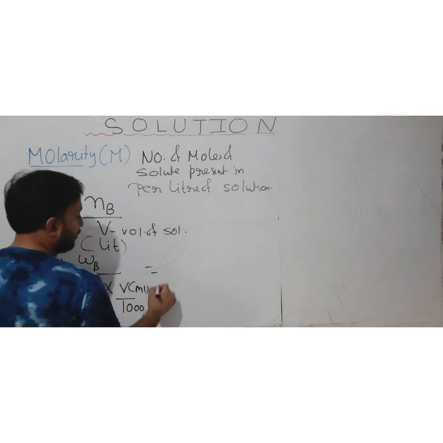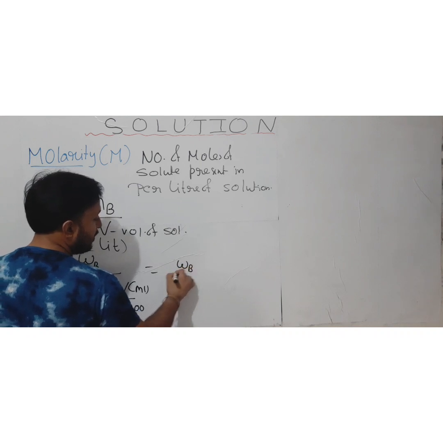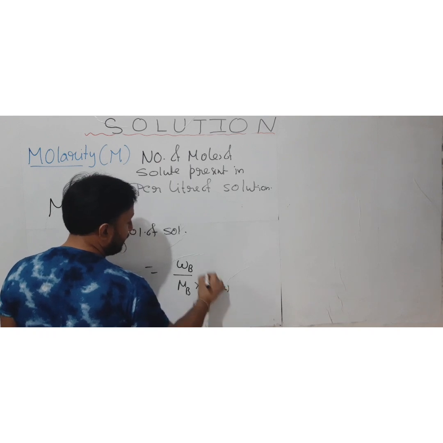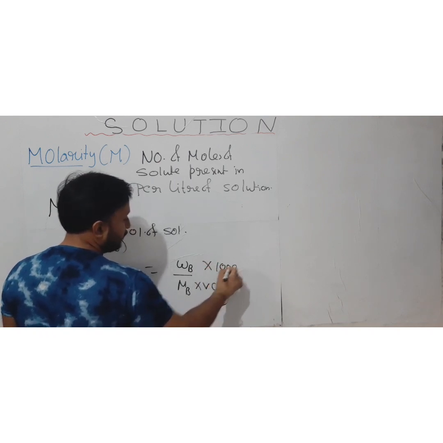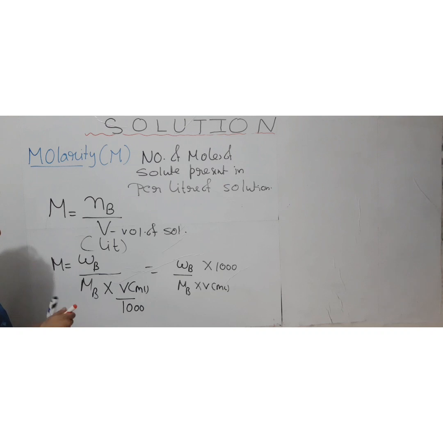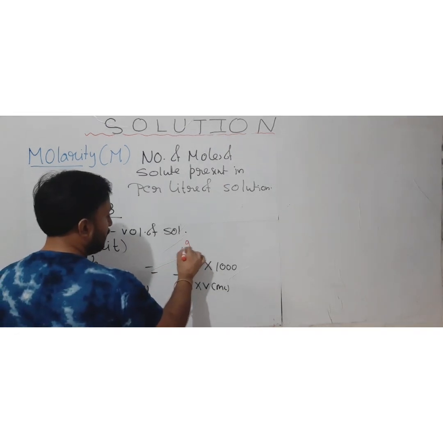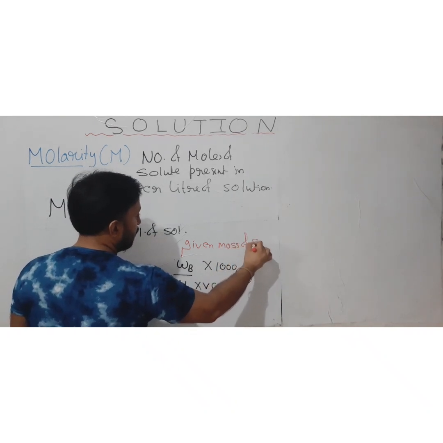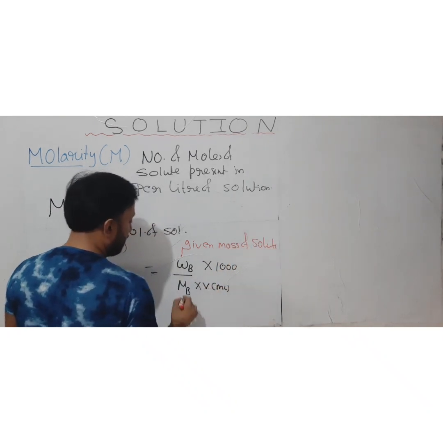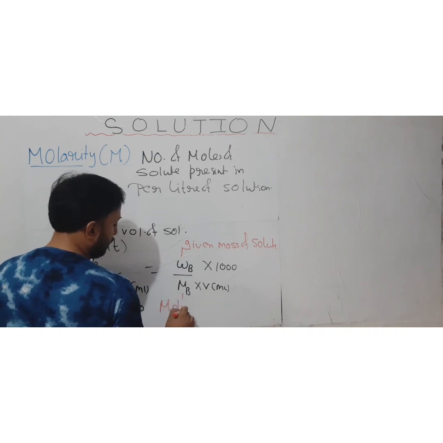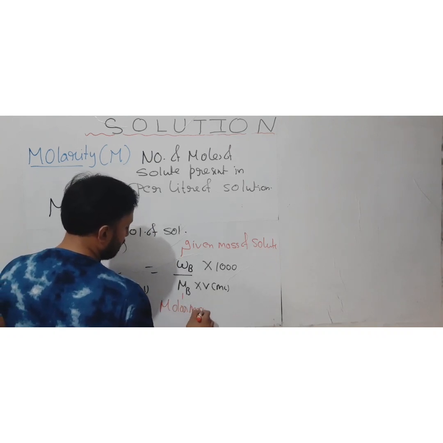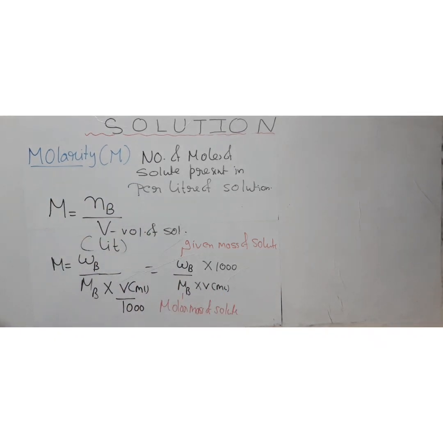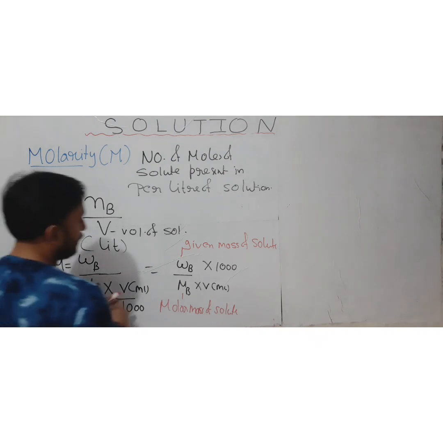So finally the formula will become WB upon MB multiply by volume if it is in milliliter and multiply by 1000. Okay, where again I will say that WB means the given mass of solute, and MB means the molar mass of solute. Okay, and V is a volume of solution, as already told you.